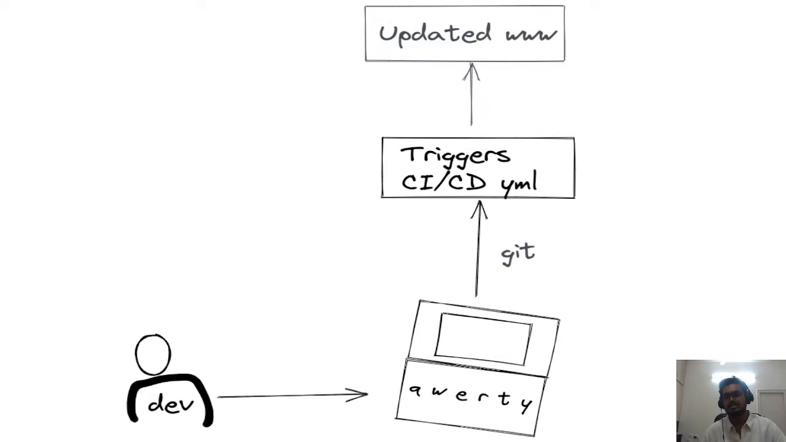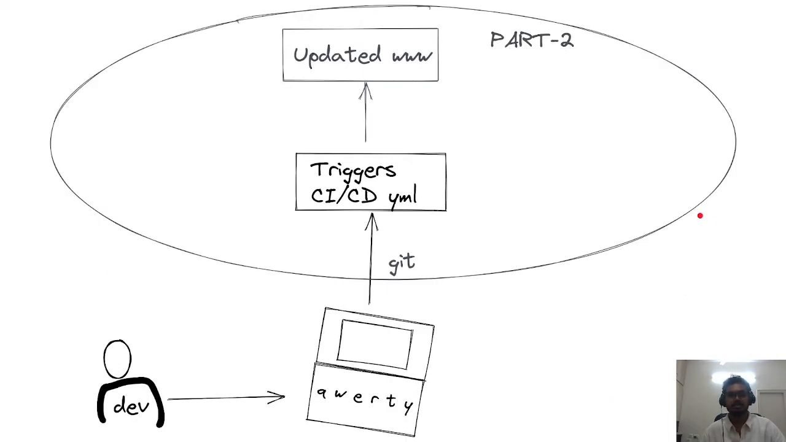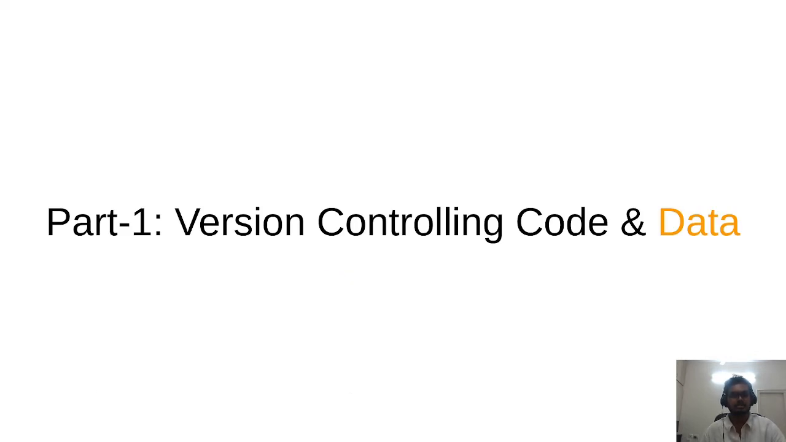Nothing much changes here when we talk in terms of machine learning. It's just that the file size and the data and the model files that are there are the ones that ask for a new branch called MLOps. So this talk will be divided into two parts. The first part is where we version control our data and code, and the second part is where we talk about machine learning in production, or deploying the models into production. So yes, the first part, version controlling code and data.